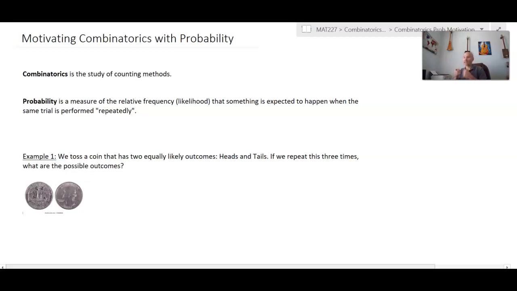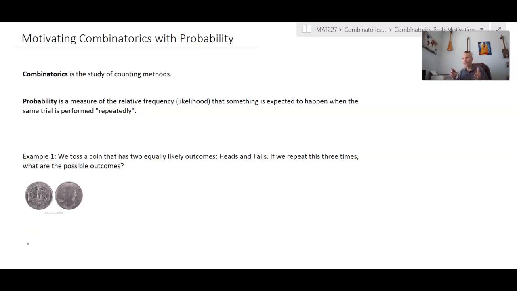So probability, well, what is it? Well, it's a measure of the relative frequency. Okay, so that's the more mathematical term, but we often just say likelihood. Relative frequency is really describing something that is expected to happen when the same trial is performed repeatedly. So you can think about it as, out of all the possible outcomes, how many different ways or how many different times will this particular event occur? We're going to come back to this. We're going to come up with a better definition for this that will allow us to mathematize it. But let's take a look at a couple of ways that we could just introduce counting.